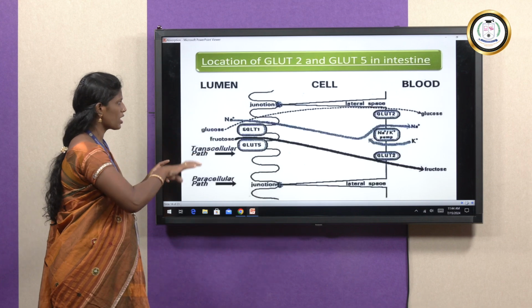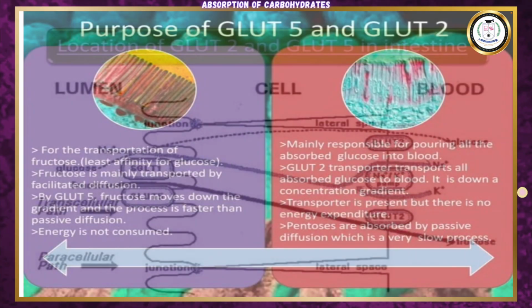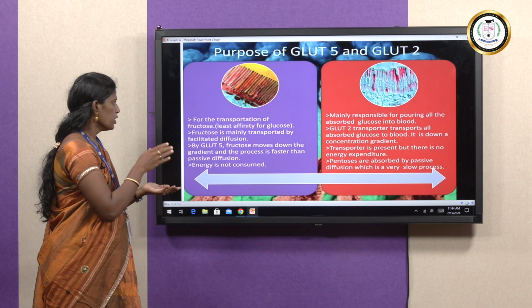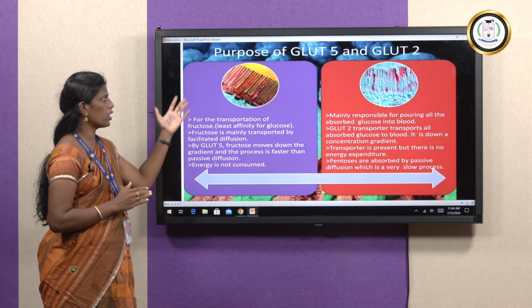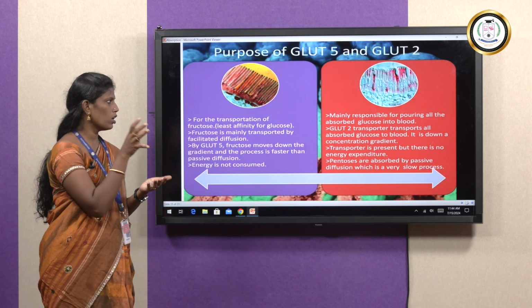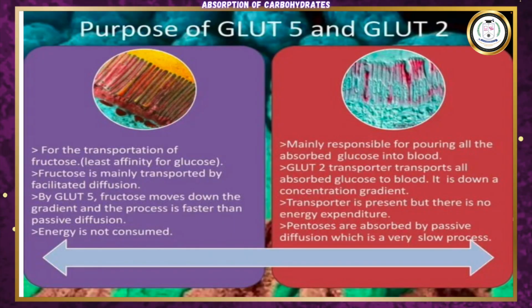By the sodium potassium pump, at the junction, it is absorbed. The GLUT5 mainly transports fructose by facilitated diffusion. The process is very fast compared to GLUT2. GLUT2 transports the absorbed glucose to the blood. This transporter is slow and does not require any energy.